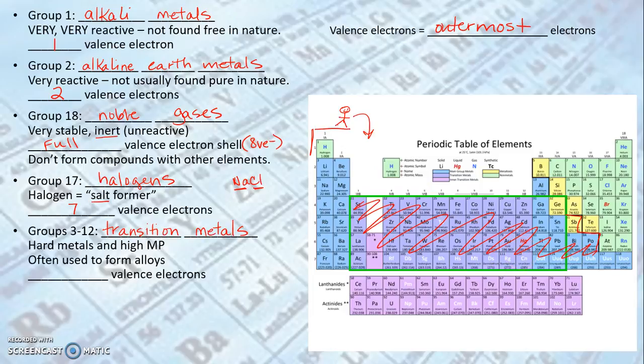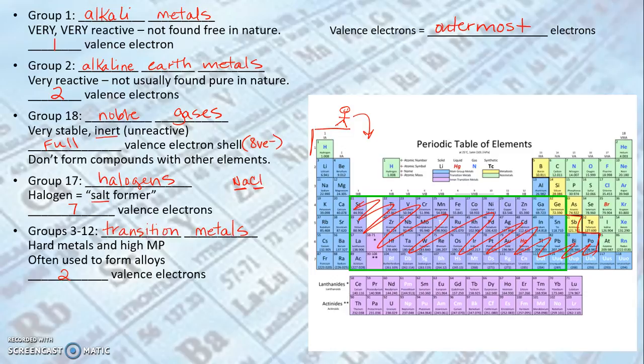All right, so these right here are all going to be hard metals. They have extremely high melting points, and these are usually the ones that are going to be used to form alloys. Typically, they have 2 valence electrons, at least they should, according to the way that the structure lays out.